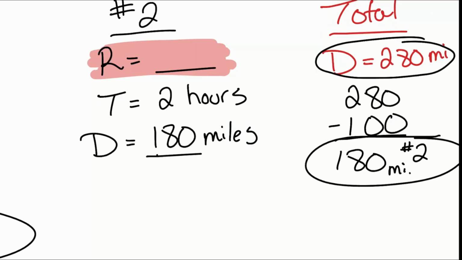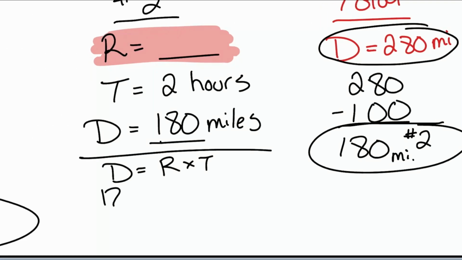Now, everybody, do we have enough information to find the rate for the second leg specifically? Yeah, now we do, right? So we're all set. We'll go ahead and write our formula out. Distance equals rate times time. Plug in what we have: 180 for the distance, rate stays where it is, 2 hours for the time.